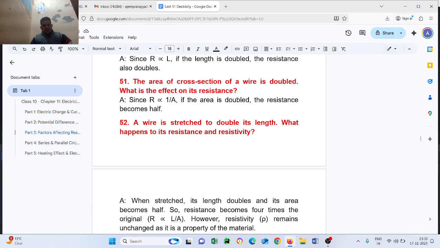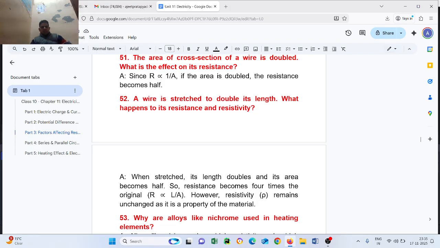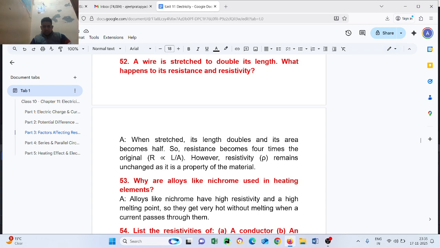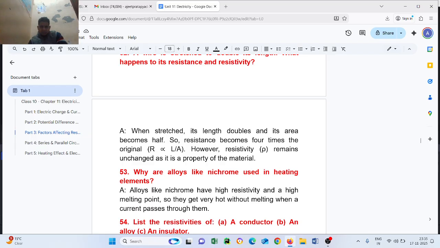Question number 52. A wire is stretched to double its length. What happens to its resistance and resistivity? When stretched, its length doubles and its area becomes half. So the resistance becomes 4 times the original, R proportional to L/A. However, the resistivity ρ remains unchanged as it is a property of the material.